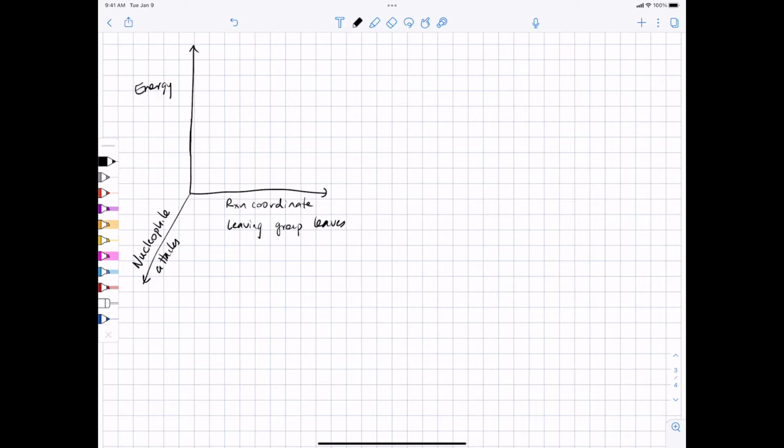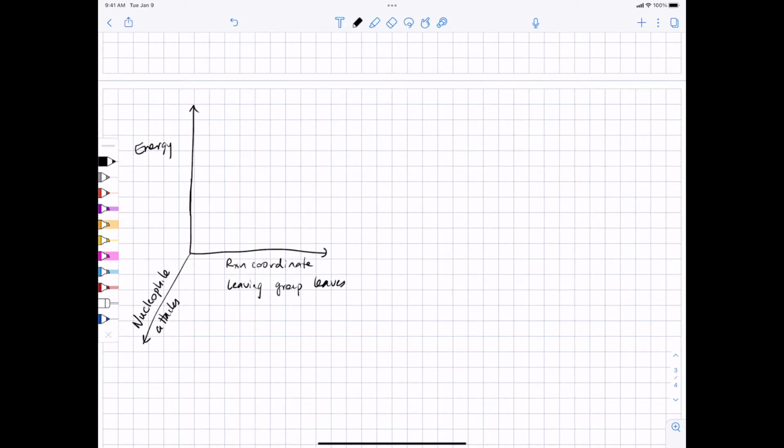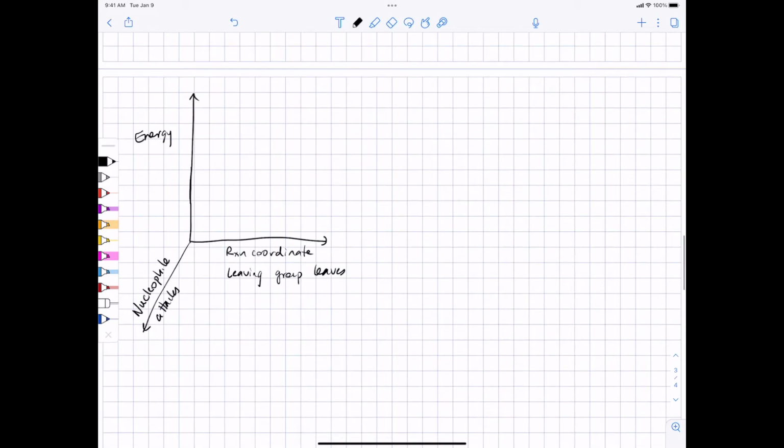And so what we're going to do is try to draw a representation of the free energy landscape for a substitution reaction, and we're going to talk about how various changes in structure will alter that free energy landscape. All right?